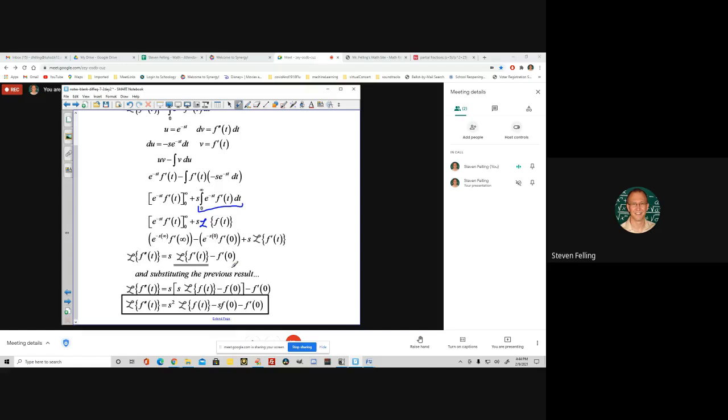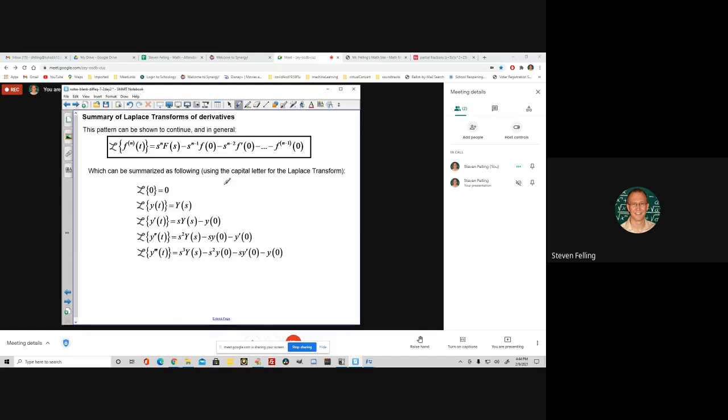And then if you substitute from the previous result what the Laplace transform for the first derivative was, s times the Laplace transform of the original function minus f of 0, you get that the Laplace transform of the second derivative is s squared times the Laplace transform of the original function minus s times the function at 0 minus the derivative of the function at 0. So the two initial conditions for the initial y and y prime. And this pattern actually continues. You can show that this continues.